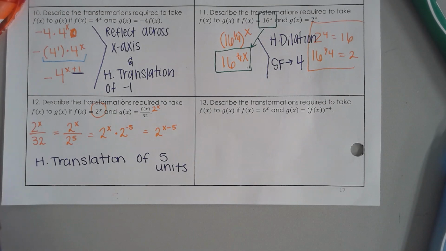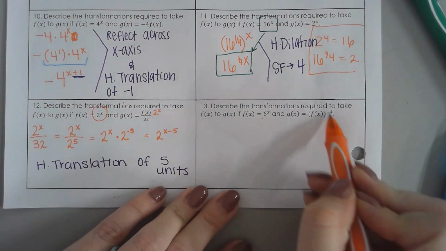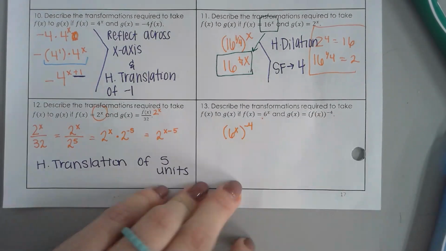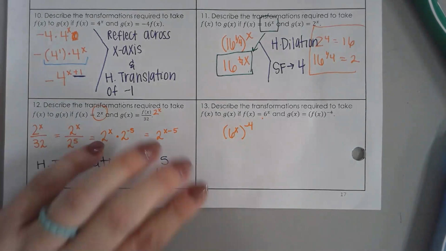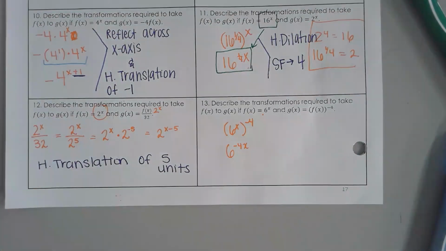All right, and last one we're going to do real quick. We have 6 to the x, and we're going to that to the -4th. 6 to the x to the -4. That's the same thing. This one's easier. It's 6 to the -4x. Two things are happening here. Write down what those two things are that you think. You've got the negative and you've got the 4.